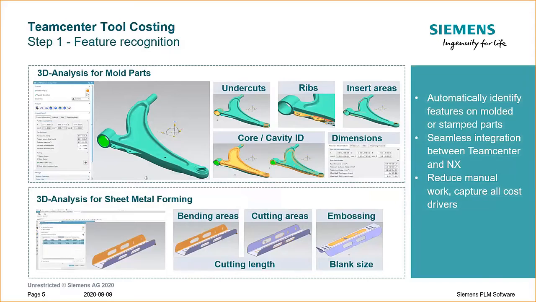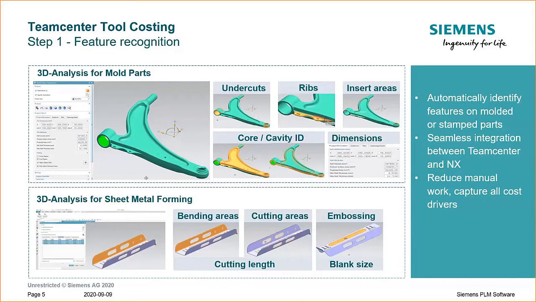For our tool calculation, we usually use 3D feature recognition via an X feature to cost. This 3D analysis works for molded parts, and we are able to identify all required technical features, like undercuts, ribs, insert areas. Furthermore, we can identify core and cavity as well. An X feature to cost tells us dimensions. For the stamping area, an X feature to cost identifies bending and trim, cutting areas, as well as the areas for embossing or drawing.